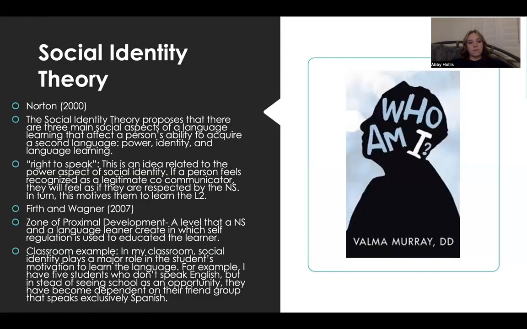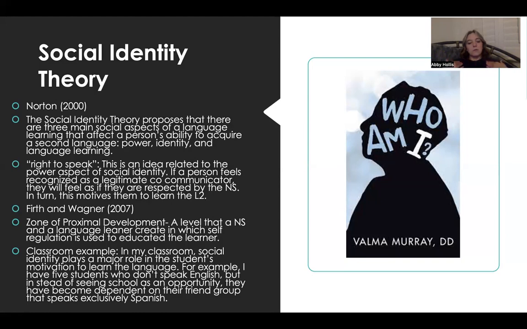And my last one is the social identity theory is what I chose. It was done by Norton in 2000. This kind of goes along with sociocultural SLA and social interaction. I just picked this certain theory because it proposes that there are 3 main social aspects of a language learning that affect a person's ability to acquire a second language.